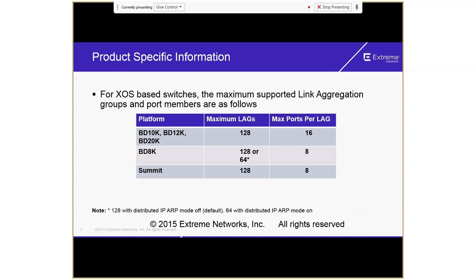But on 8K and the Summit series switches, you can have 8 ports per lag, and the number of lags that can be configured for BD8K is 128 or 64 depending on what switch you are using. And on the Summit series, it is 128 lags.